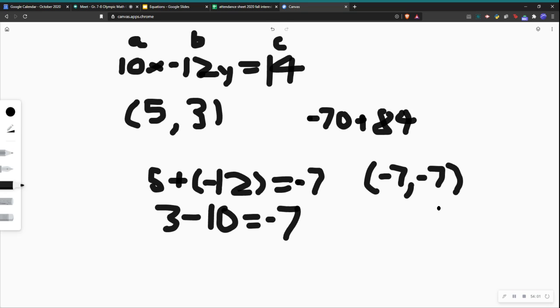Can someone give me a third solution? So we can switch this to minus 12, and we can switch this to 3 plus 10. Can someone give me another solution? 17 and 13. So yeah, 17 and 13. Perfect.